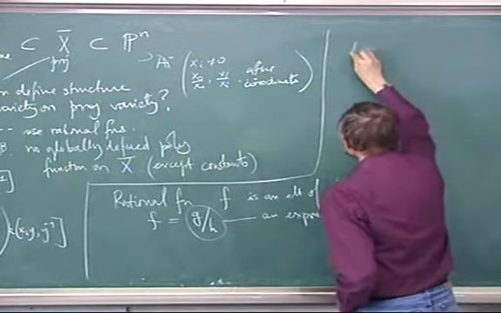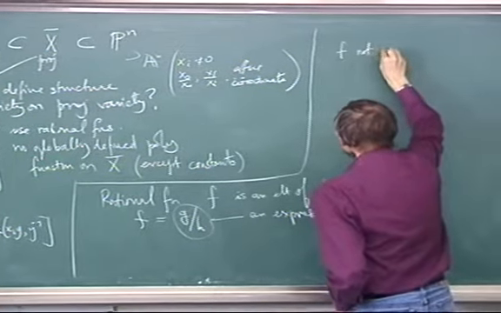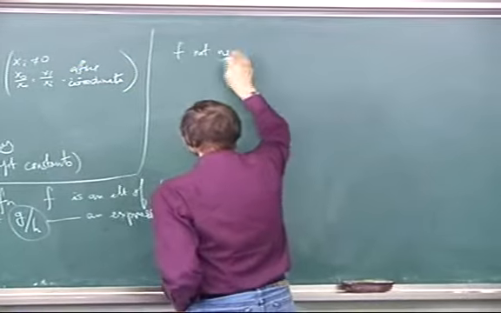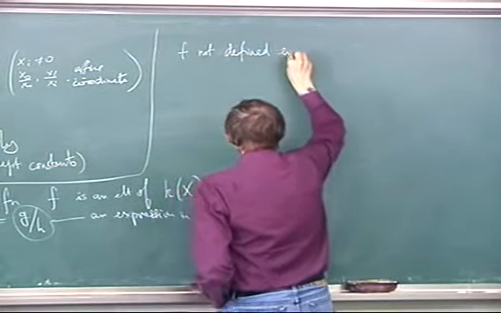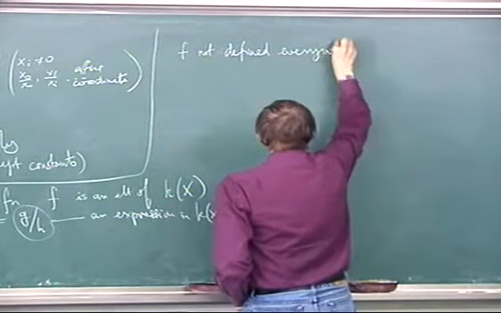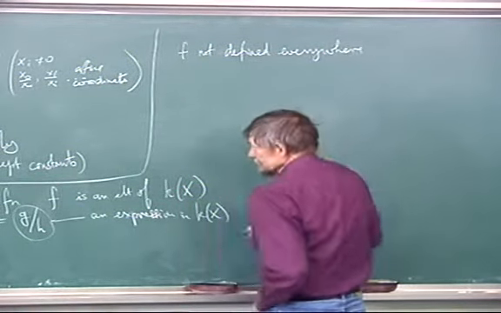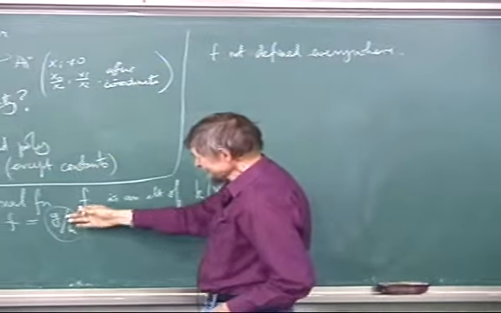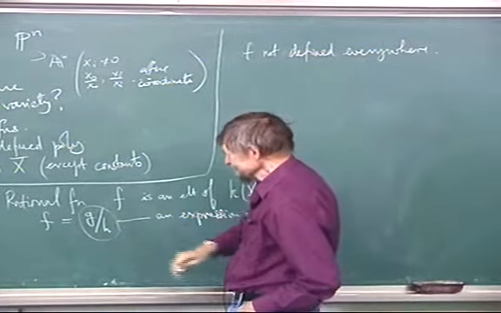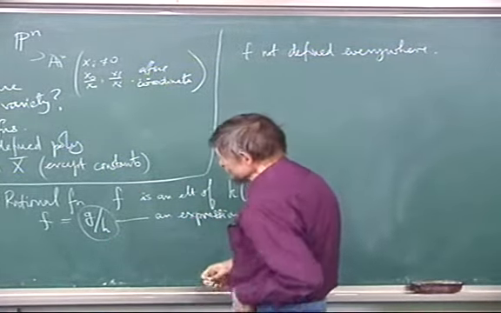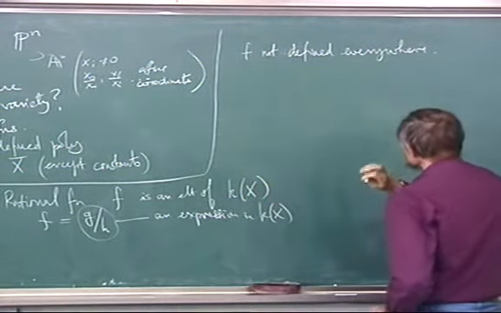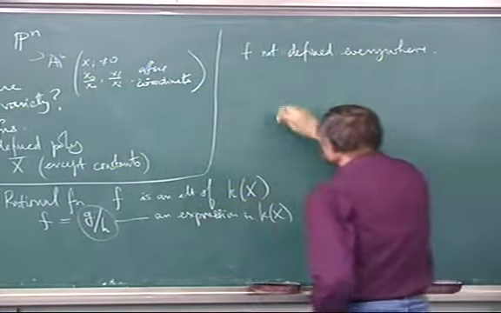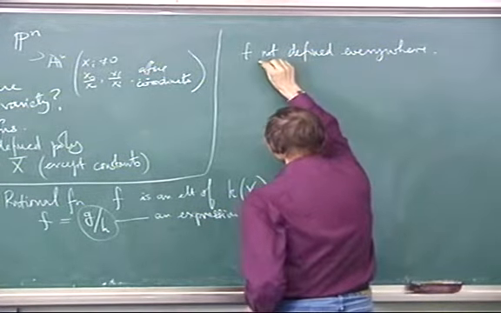So this f is usually not defined everywhere. The given expression, g over h, is not defined where h is 0. But maybe there's some other expression where it is defined. So the important thing is to make this clear.